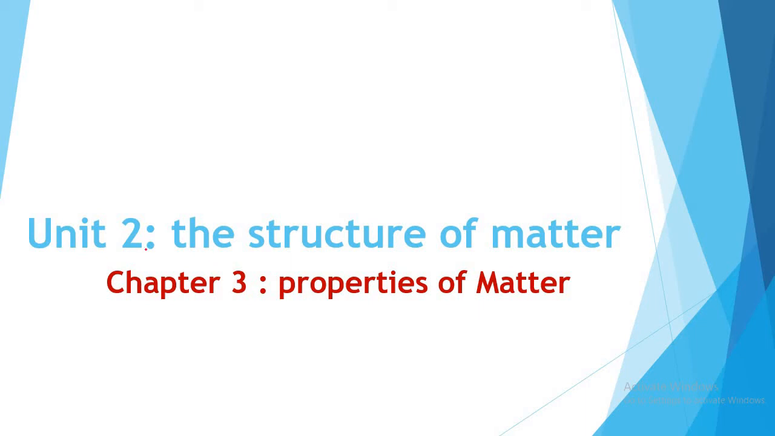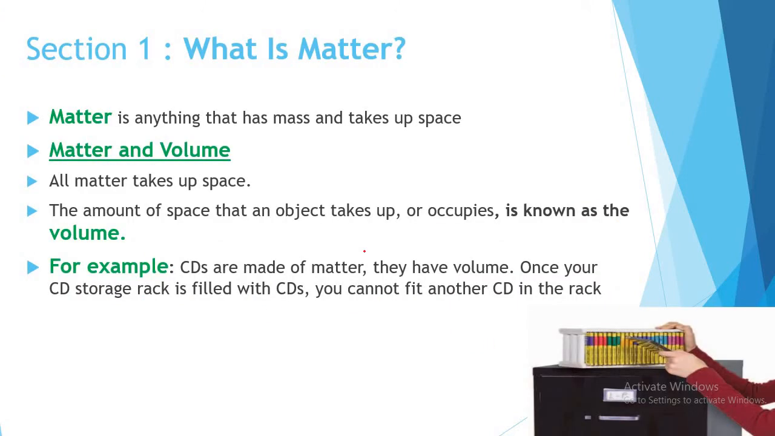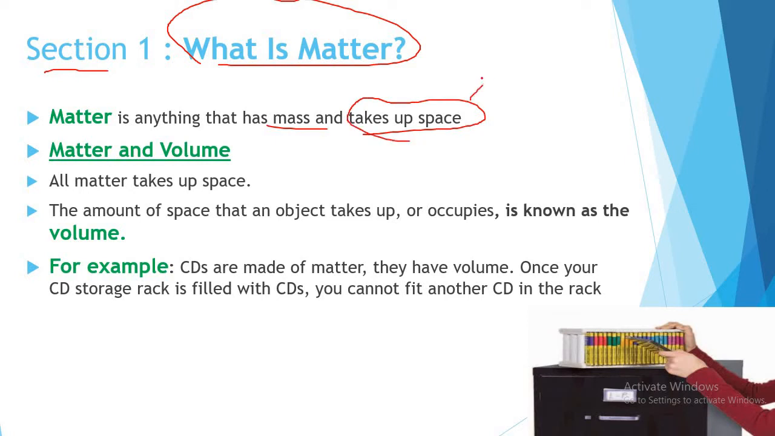Today we are going to take Unit 2, the structure of matter, Chapter 3, properties of matter. Let's start with Section 1, what is matter? First we should know the meaning of matter. What is the meaning of matter? Matter is anything that has mass and takes up space. Takes up space means volume. So matter is any object or anything that has mass and volume.